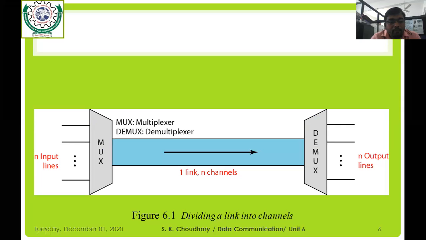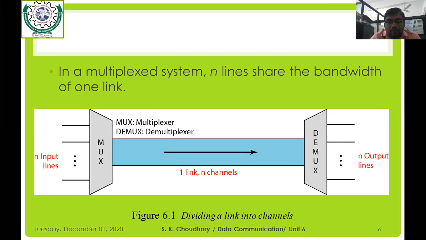Please note down this diagram. Here you can see a link being divided into multiple channels. In this multiplex system, n lines share the bandwidth of one link. There are n input lines or n signals that are first multiplexed and then pass through one link having higher bandwidth that carries these n channels, and then at the receiving end it is again demultiplexed to the n output lines.